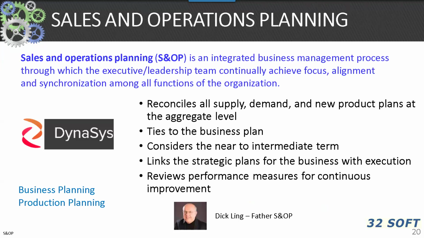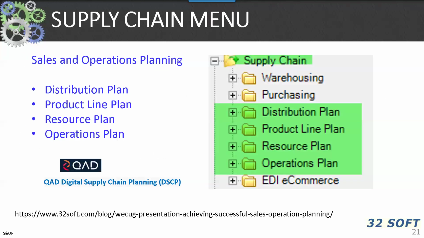Sales and operations planning is the integrated business management process through which the executive and leadership team continually achieves focus, alignment, and synchronization among all functions of the organization. This meeting reconciles supply, demand, and production plans at an aggregate or high level. It ties together the business plan, the production plan, and master production scheduling, and subsequently MRP. The team reviews all performance from the previous period for continuous improvement. If anybody has read anything by Dick Ling, Dick is the father of sales and operations planning.